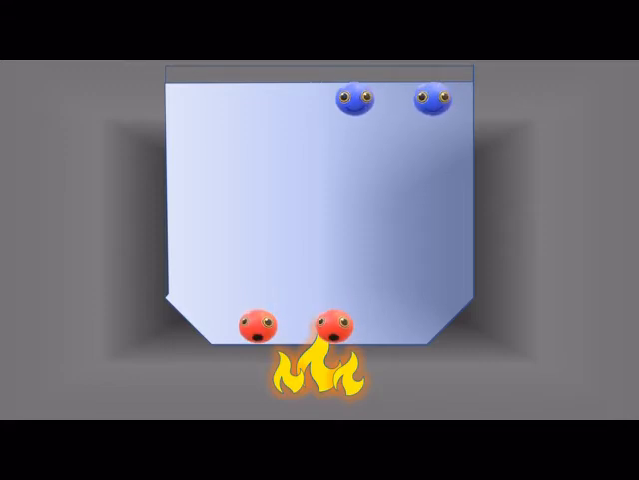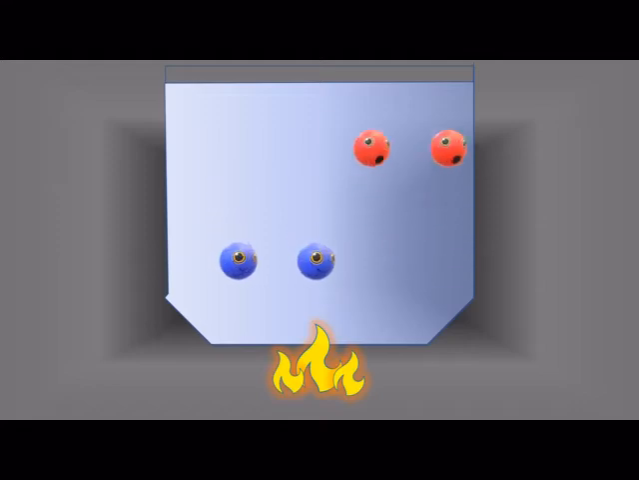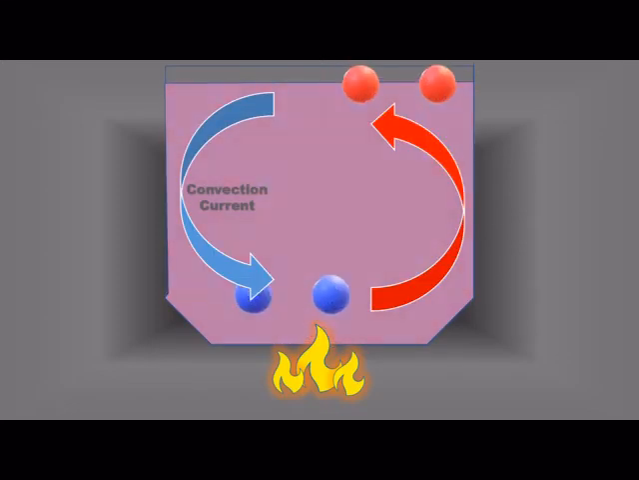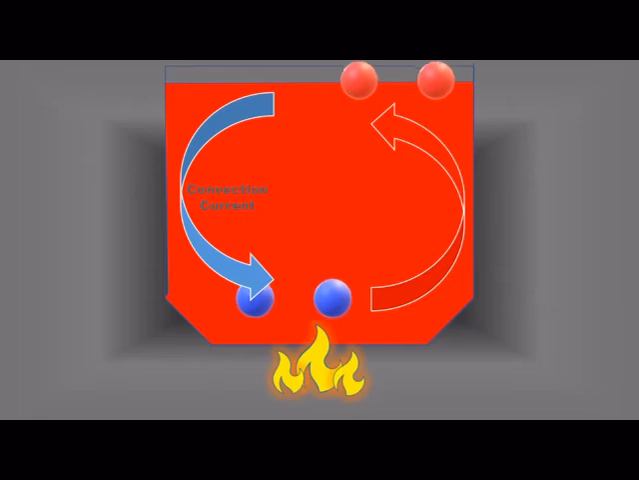Less dense, warmer fluid rises. More dense, cooler fluid from the top sinks. And this process continues until the entire liquid is heated. This gives rise to something known as a convection current. This process of transfer of heat in fluid is known as convection.